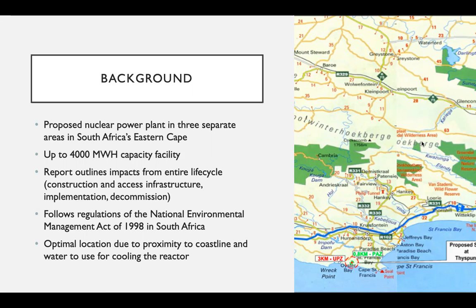Thyspunt itself was chosen as one of the three due to its optimal location and proximity to the coastline. This is important for a nuclear station because it needs a lot of water to cool the reactors. And I'll show where Thyspunt is in the next slide here.